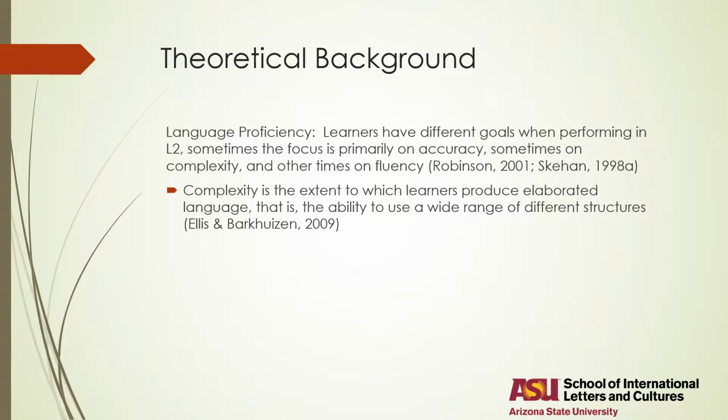The theoretical background that guides this investigation is the cognition hypothesis from Robinson and the use of task-based language teaching in AR as an approach to improve language complexity. Language complexity is one of the three aspects of language proficiency, according to Robinson and Skehan. The other two are accuracy and fluency. And complexity is the extent to which learners produce elaborated language, that is, the ability that the learner has to use a wide range of different structures.